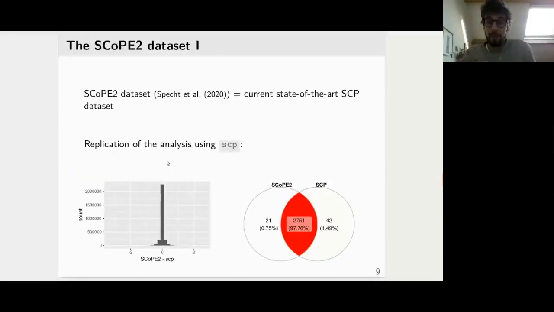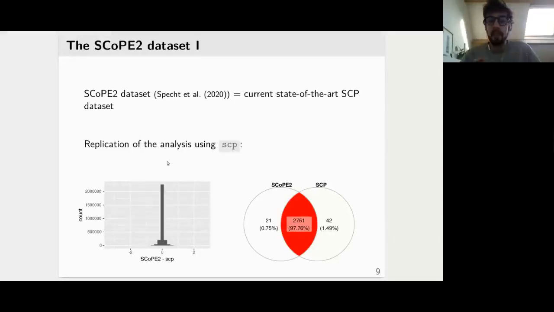Okay, so we have infrastructure, we have some packages, but is it actually useful? To answer that question, we reproduced the SCoPE2 dataset. That's the one dataset that's current state of the art, that quantified over 1,000 cells. And by applying our tool, we could see that numerically.